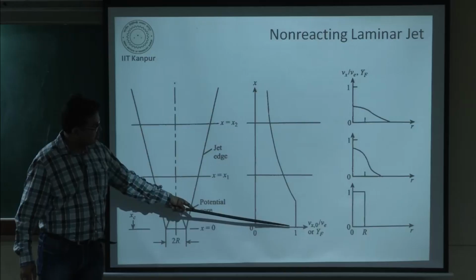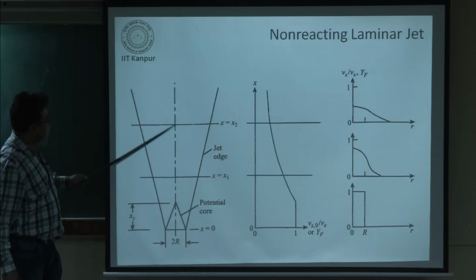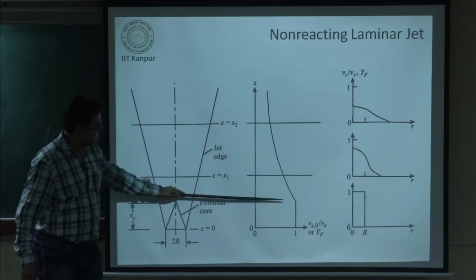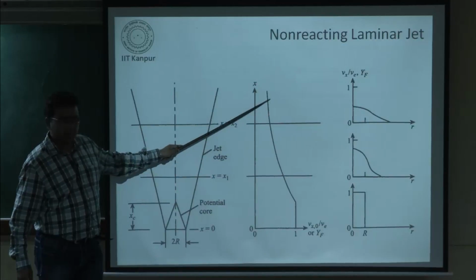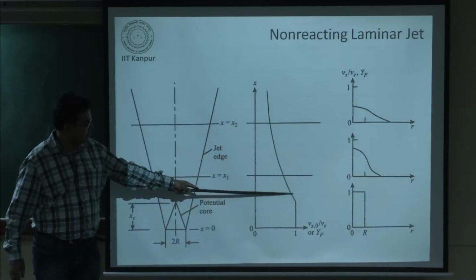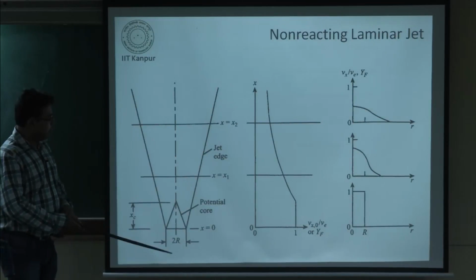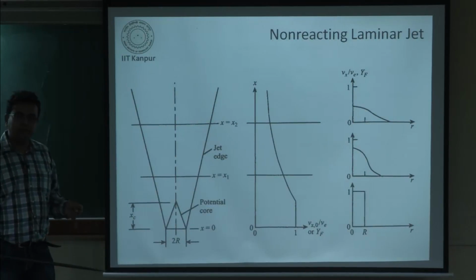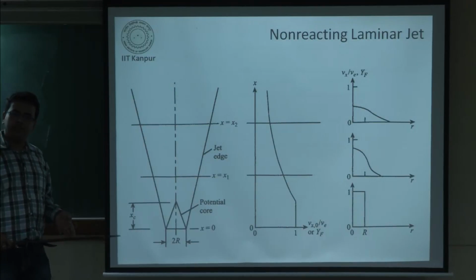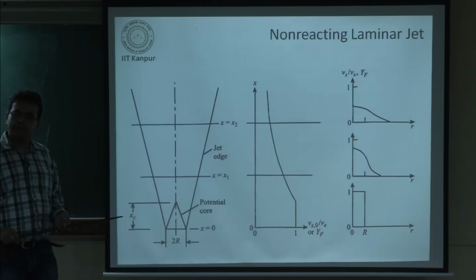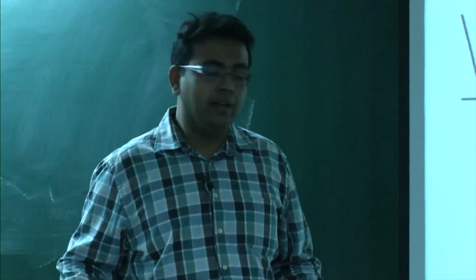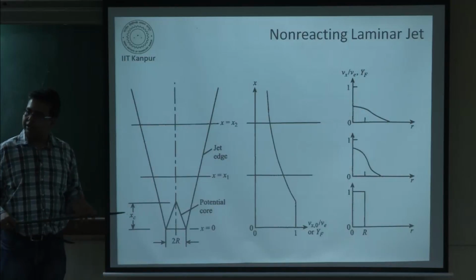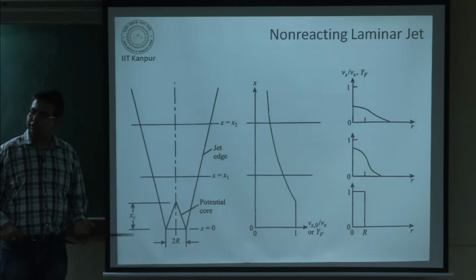This can also be seen if you plot along this center line. Okay. So, up to the potential core, you see that there is no variation in the jet velocity, and after that the center line velocity decays. Okay. So, if you can assume that the Schmidt number, right, the Schmidt number is a ratio of the... what is Schmidt number? Okay. So, if the Schmidt number is unity, then the momentum and the species diffusivity are both the same.